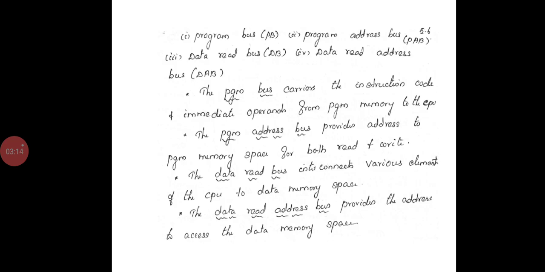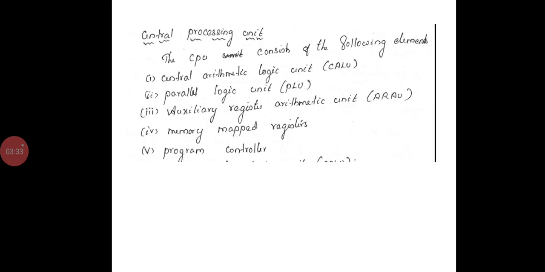Next one is the program address bus. It provides addresses to program memory space for both read and write operations. The data read bus interconnects various elements of the CPU to data memory space. And the data read address bus provides the address to access the data memory space. And the second one is the central processing unit.